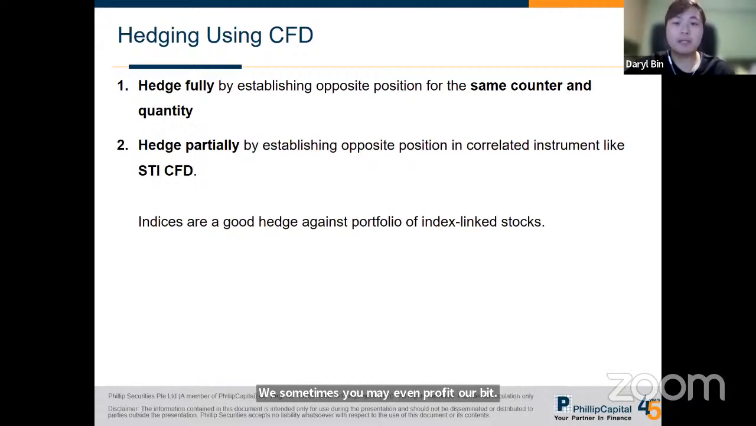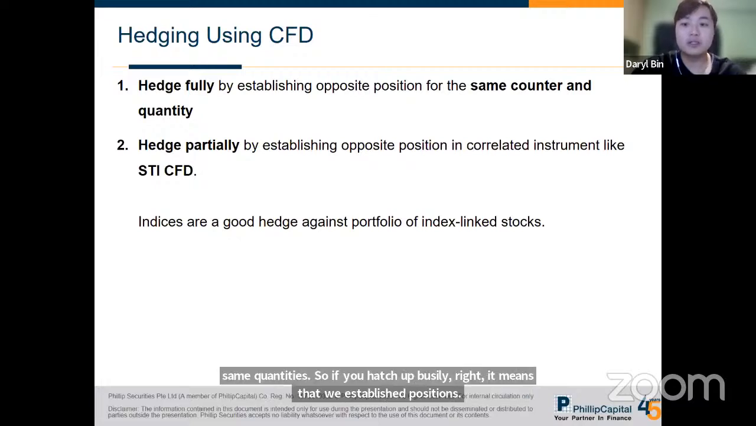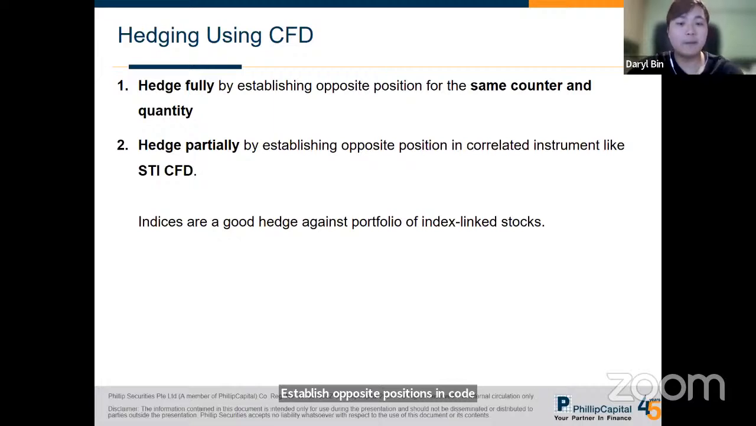Hedging can be done by establishing opposite positions. There are two types of instruments to use: equities and world indices. If we want to hedge fully, we will establish opposite positions for the same counter, same quantities. If we hedge partially, we establish opposite positions in correlated instruments, like for example STI. So indices are a good hedge against a portfolio of index-linked stocks.